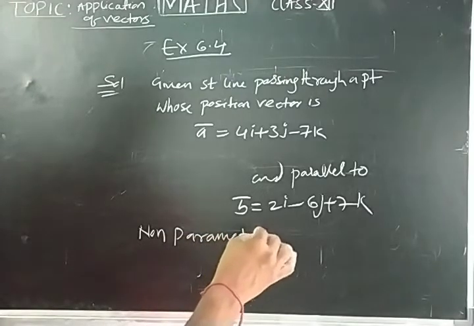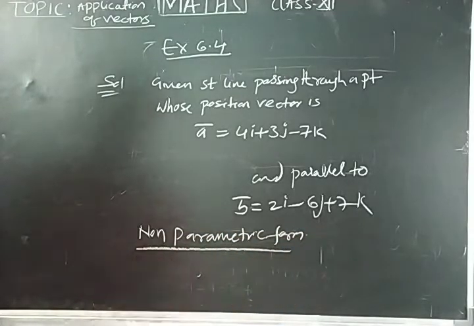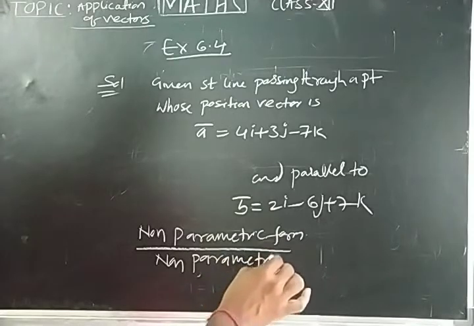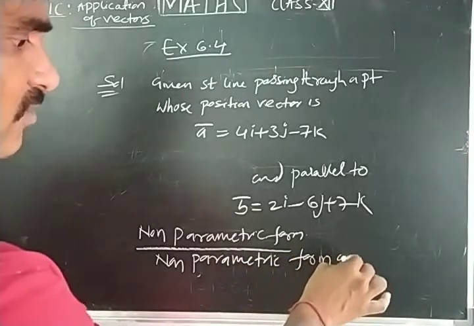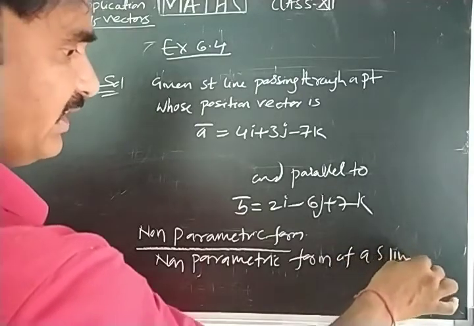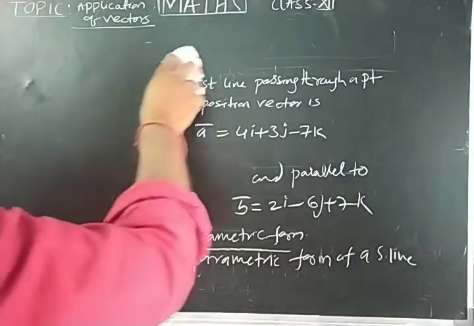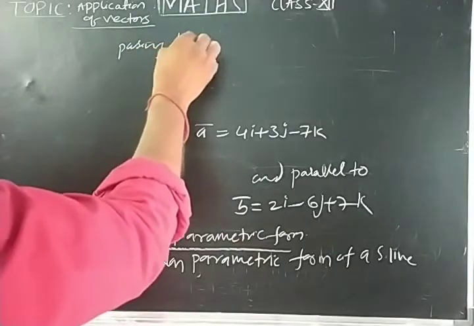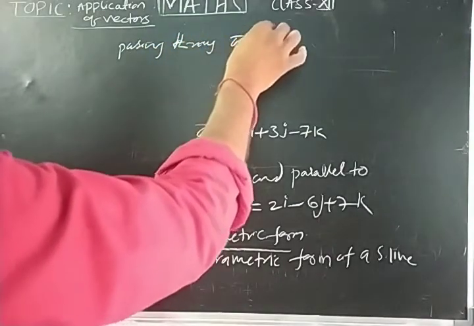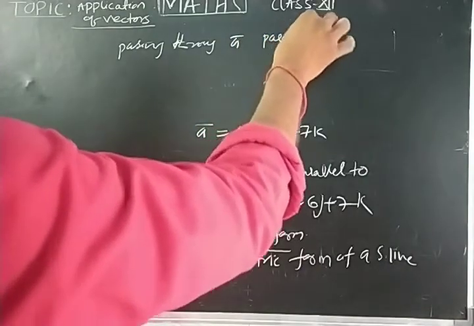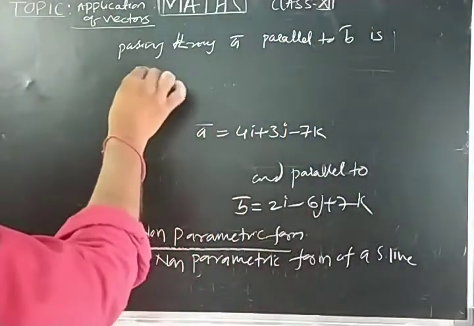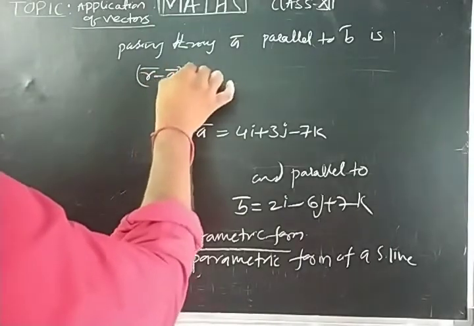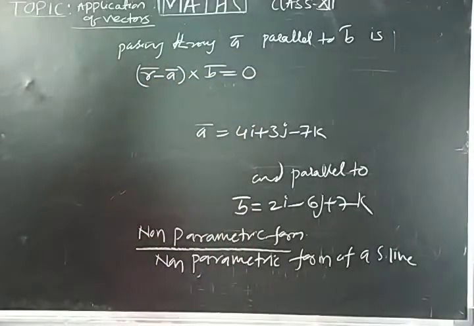Parametric form. What is non-parametric form? Non-parametric form of vector equation of a straight line passing through a bar parallel to b bar is r bar minus a bar cross b bar is equal to 0, right?